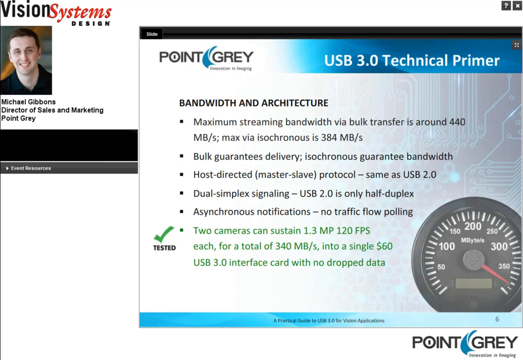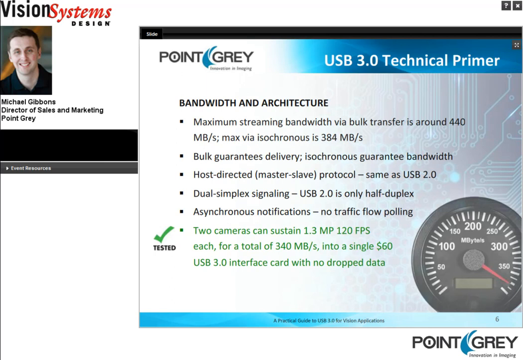USB 2 uses polling as the primary signaling method, which means that a USB 2 enabled camera would have to be constantly polled by the host software to check for activity. It's basically asking the camera, are you ready to send data yet? Are you ready to send data yet? Obviously, again, very inefficient, and also causes a lot of processor usage on the host PC.